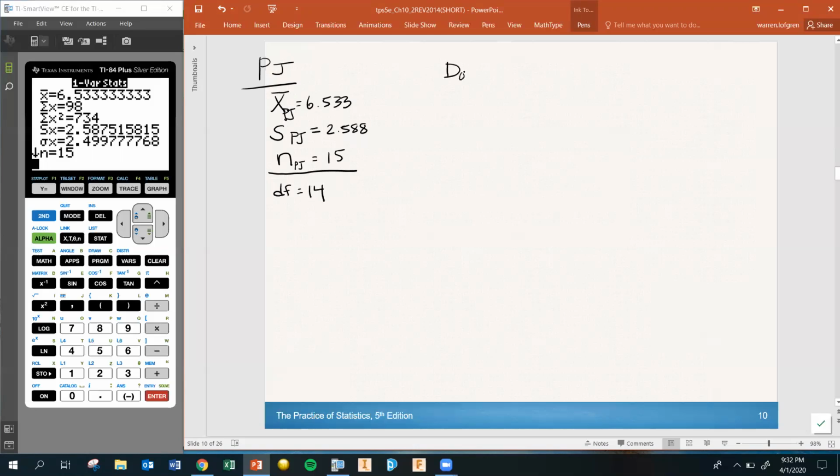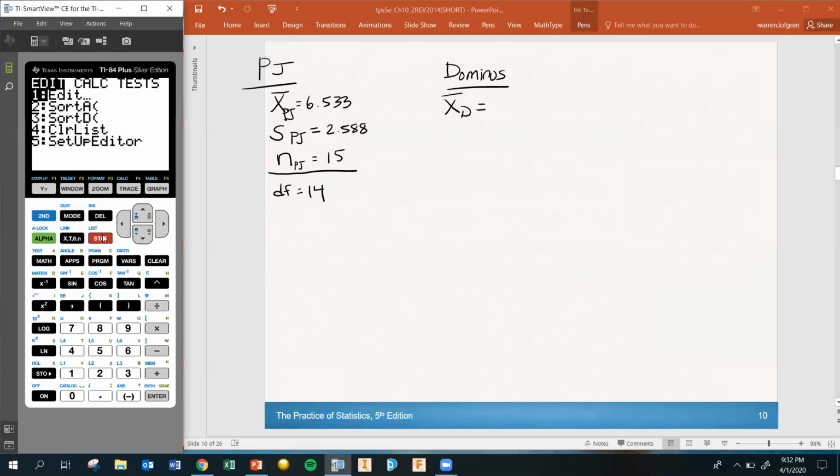Over here for Domino's, the mean amount of fat in Domino's pizzas, I've got to go over to the calculator and get that. So stat, one variable stats, we're going to do it on list number 2. And here we go.